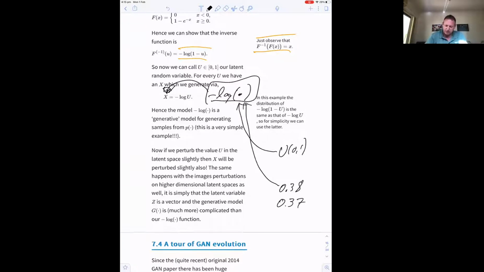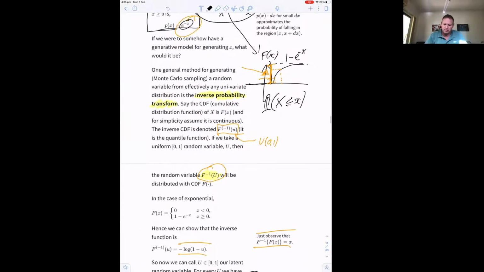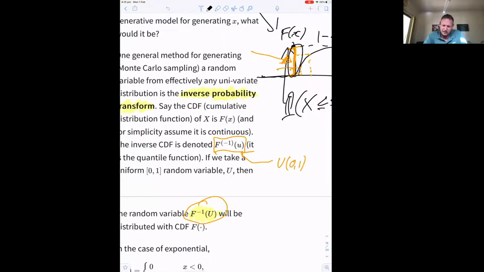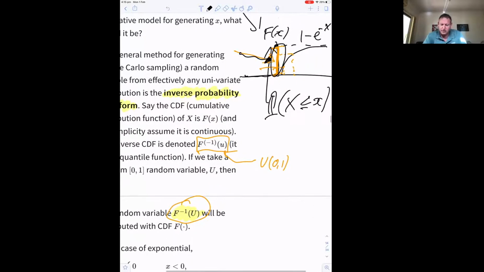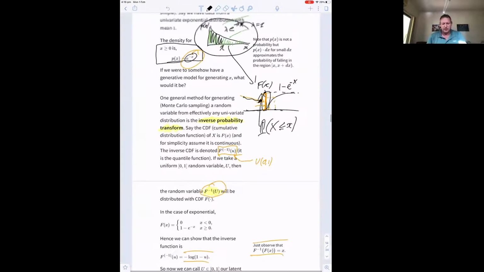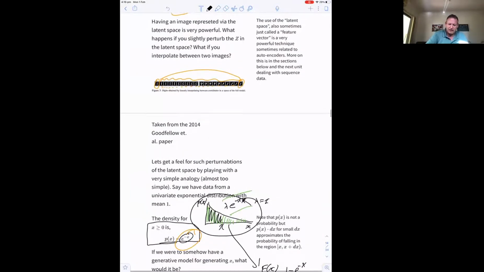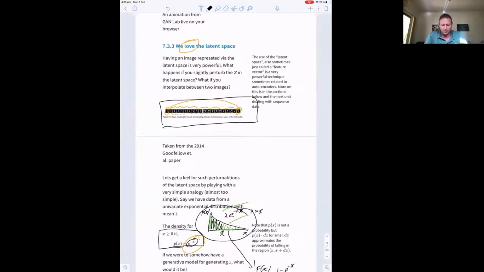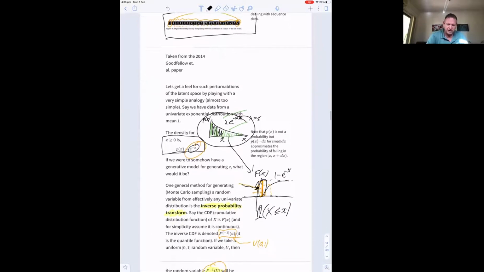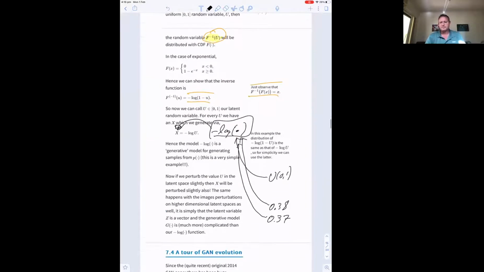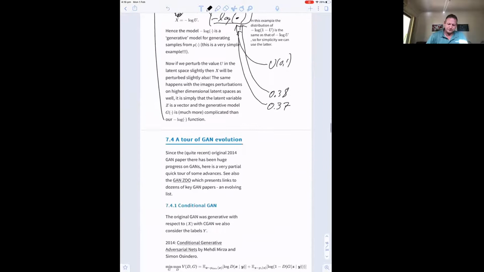Now, if I slightly perturb, if I stick, for example, 0.38 as my uniform value in my latent space, and then 0.37, so I've shifted by just 0.01, then x will also shift a bit. So my only story is that changes in the latent space, which are small, cause small changes here. When you're going to high dimensions, taking convex combinations of things is also something you can do, going in different directions. That's a very crude background to this. Not sure it's of a whole lot of value, but this is something to keep in mind when you're thinking about generative adversarial networks.